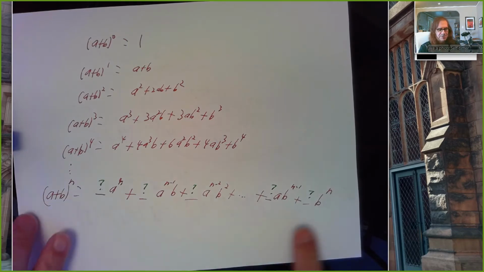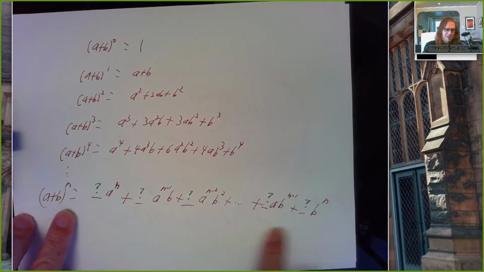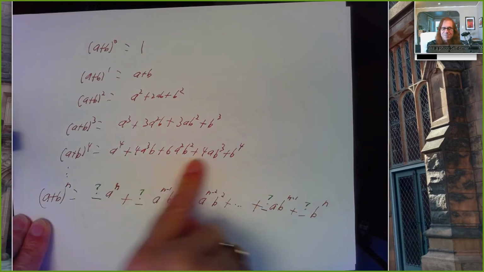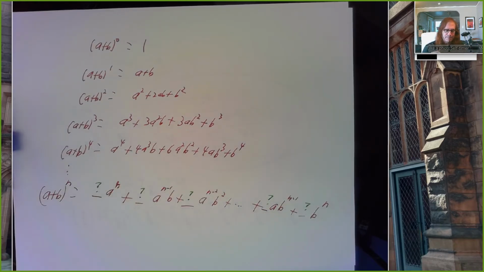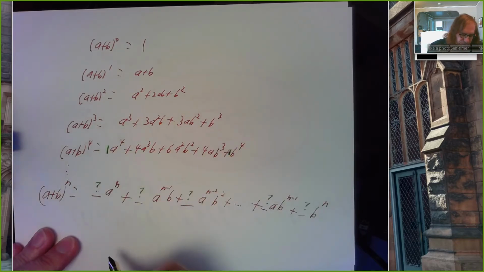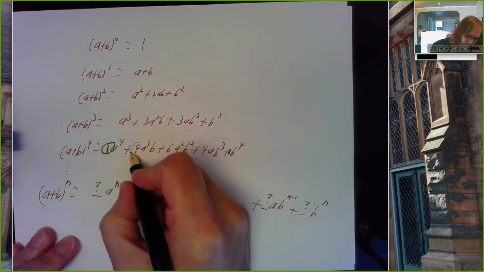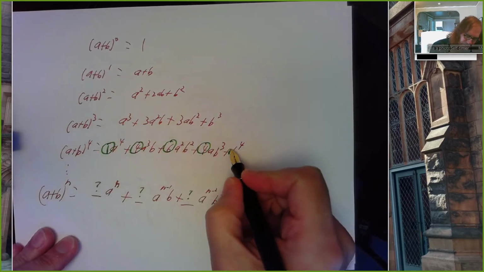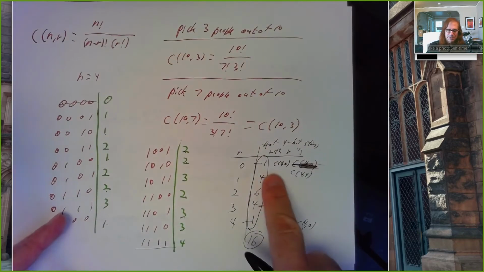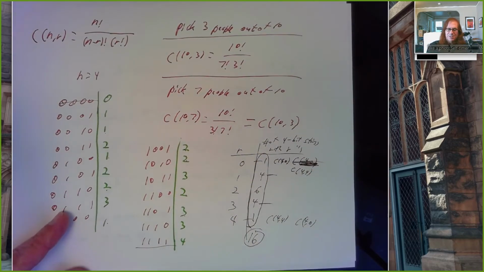And we can probably guess that the first and last coefficients are always going to be 1. Right? If I multiply this by a plus b, I'm going to get a 1a to the 5th, and I'm going to get a 1b to the 5th. But the stuff in the middle, who knows? Well, if you look at (a+b) to the 4th, my coefficients were 1, 4, 6, 4, and 1. Ring a bell? Right? Those were these coefficients that we saw here when we were looking at bit strings.